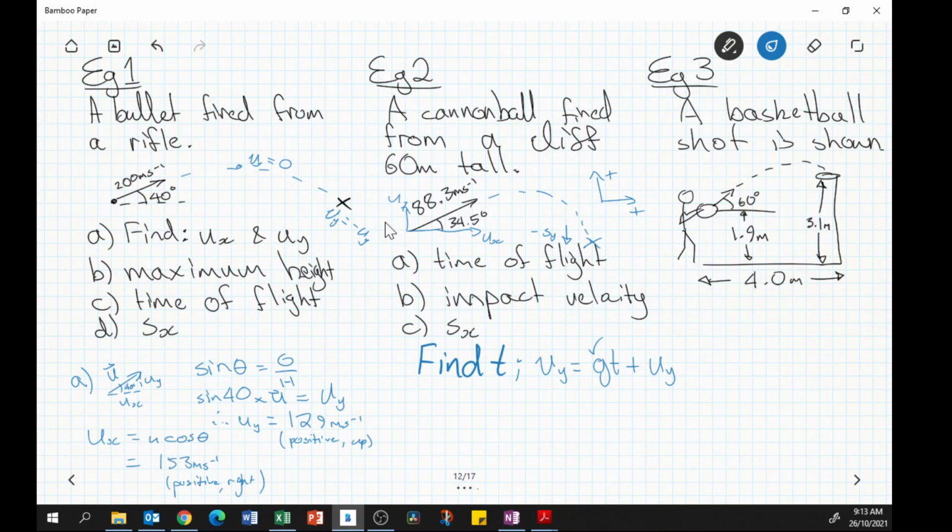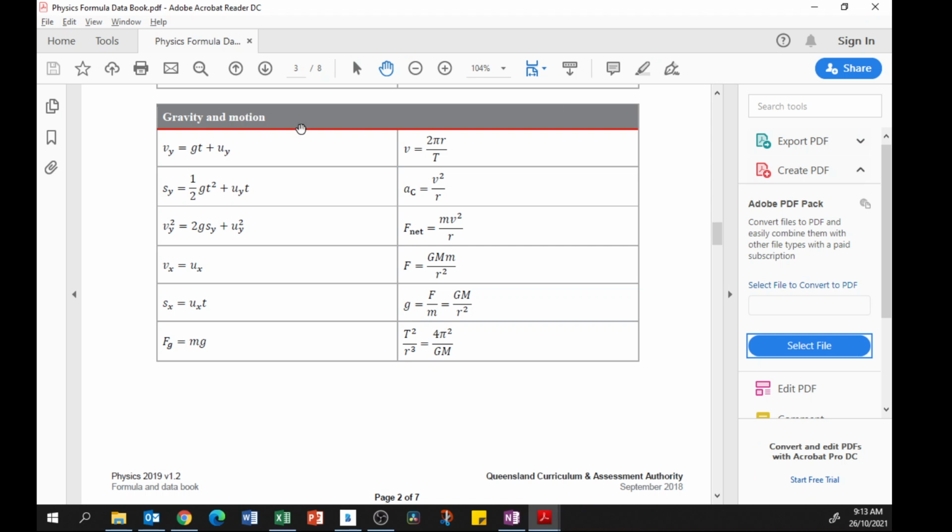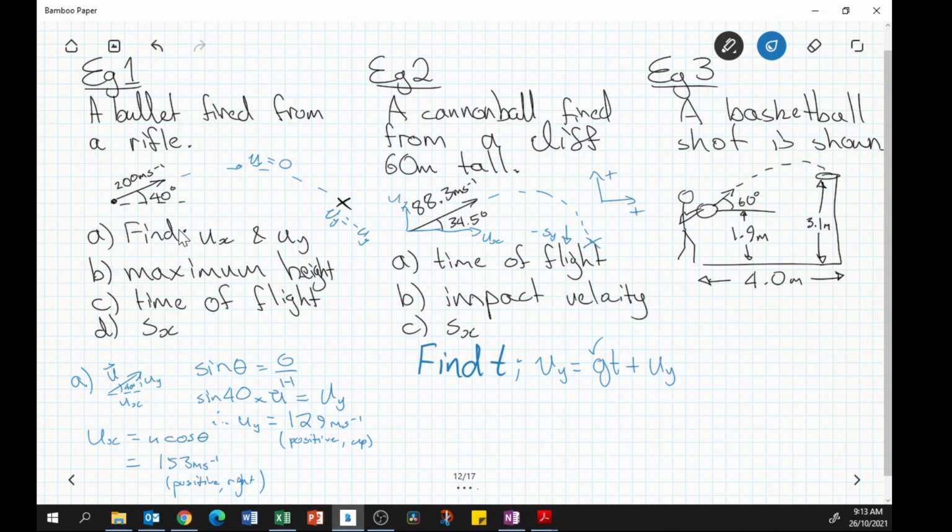So what else could we use? Let's go back to our formula and data book. What's another thing we could consider? This one here, what do we think? Is that worth assessing? Yes, possibly. What about this one? Would this one be worth assessing? No? Why not? We don't know Vy, right? But we know G, we know Sy, we know Uy. Can't we solve for Vy? There's no t in there, right? So not particularly useful because there's no t in there. However, it does give us Vy, which we just established from this formula. We want Vy. It gives us Vy squared, so we take the square root of both sides, we get Vy.